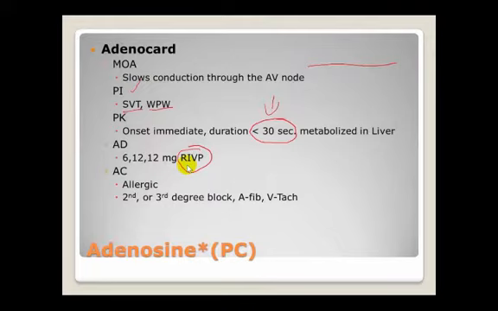Absolute contraindications on this are going to be if the patient is allergic, or any type of high degree heart block, or AFib or VTAC. Now the reason we have an absolute contraindication on AFib and VTAC is because we've just wasted the patient's time. It will not probably work on AFib, and it will not work at all on ventricular tachycardia.